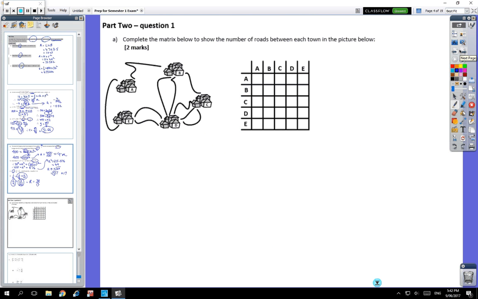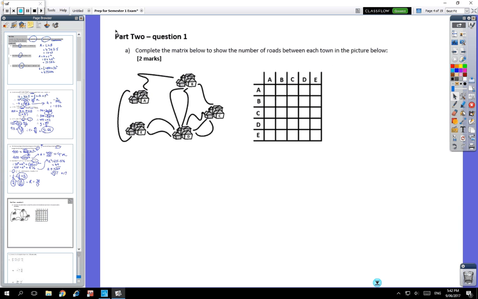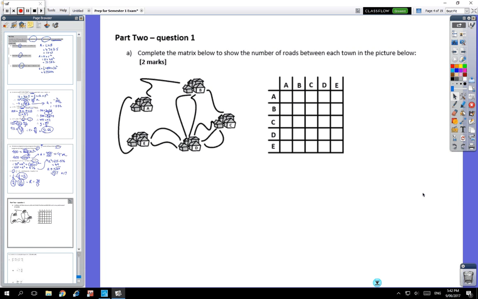Okay, so this next question, complete the matrix. So again, I'll just make this a bit bigger so you can see. Oh, it's not doing it. So hang on. Okay, so I'm just going to make that bigger. Okay, so what we're doing is looking at the number of roads between each town in the picture.